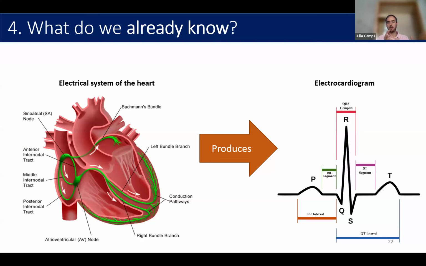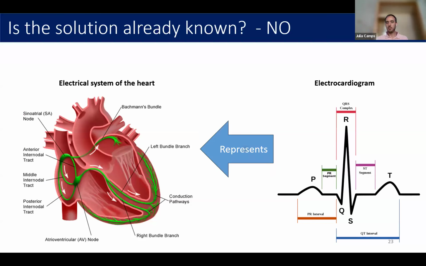So we know how the heart works in terms of electrical activity, and we know that it produces an electrocardiogram, right? So we know that the electrocardiogram is a representation of the electrical activity. However, recovering the electrical activity from the electrocardiogram is still a challenge, and it's not a completely solved problem. So there's a non-uniqueness of solution, it's an ill-posed problem, and it has lots of hurdles.